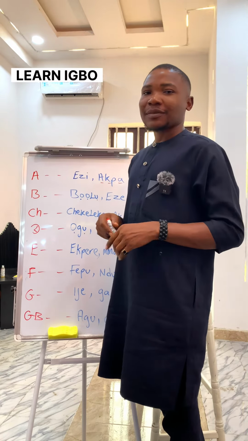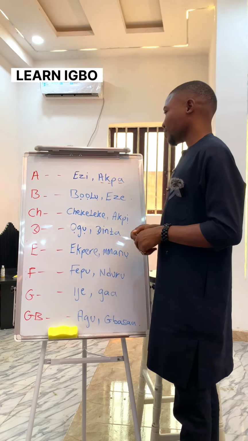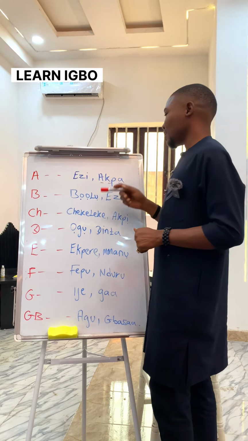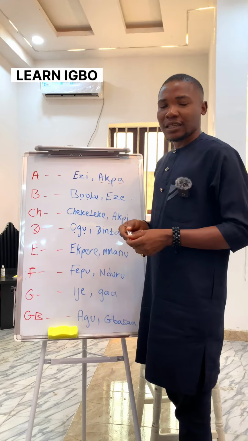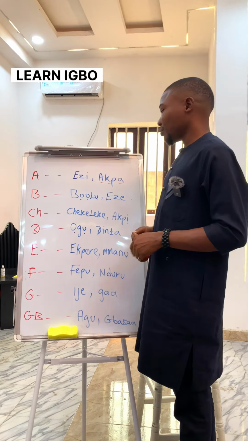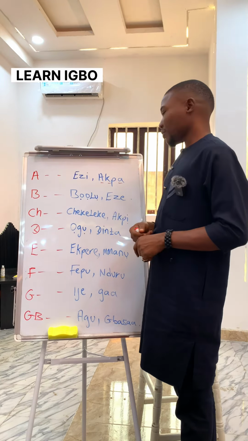Akpa. Ezi, Akpa. Then the next one is what? Be. We have what?